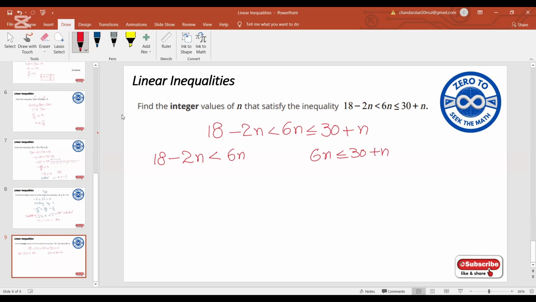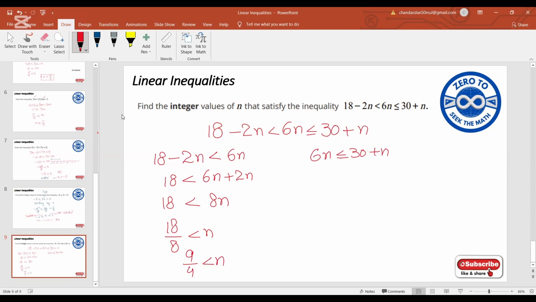Now, how can we solve this one? Again, we need the n. So it's a very easy task: 6n plus 2n will become 8n, and it is less than 18. So now we have to divide 18 by 8. Now the simplification will be done over here and the answer will be 9/4.